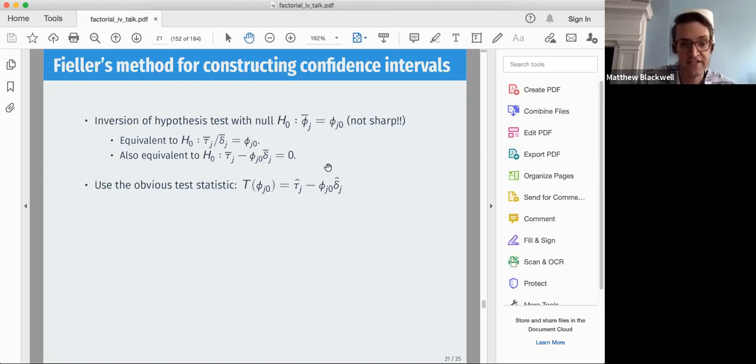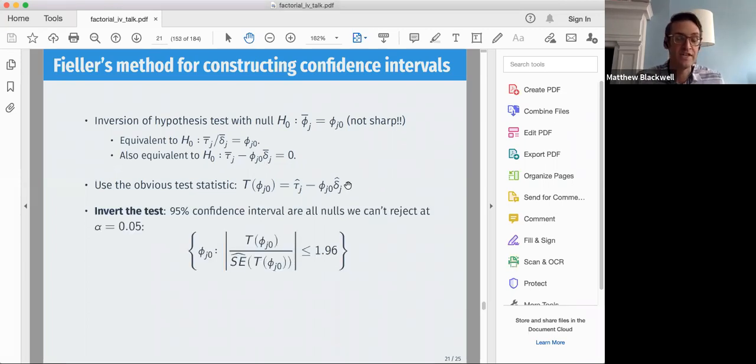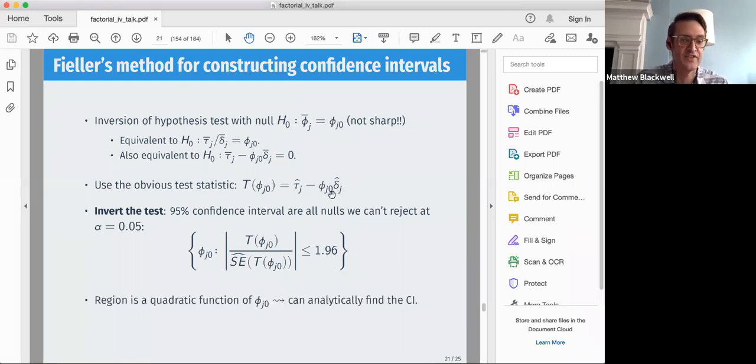And this is going to be the test statistic for this hypothesis test. Then we can take this and figure out what the rejection region is going to be and invert the test. Because this has a nice form, this region ends up being a quadratic function of the null hypothesis. And once you have that, you can analytically find the confidence interval for any particular alpha, to get any level confidence interval that you want.